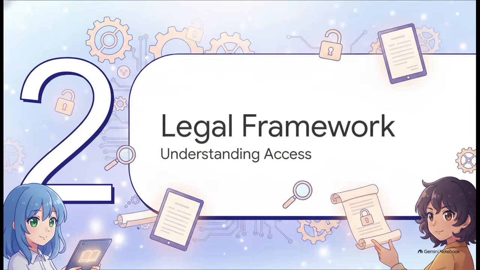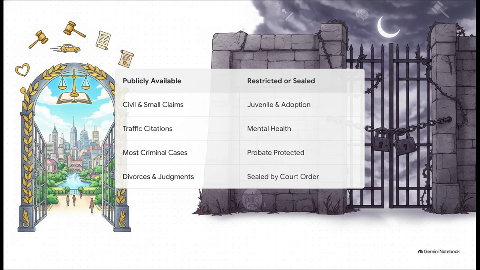Moving on to Section 2, Understanding the Legal Framework and Access Rights. Before you start searching, you've got to know what you're legally allowed to see. It'll save you hours of frustrating, fruitless clicking. Because spoiler alert, not everything is public. What's really interesting here is how clearly the law draws a boundary under the Colorado Open Records Act. Civil claims, traffic citations, most criminal cases, divorces, those are publicly available.